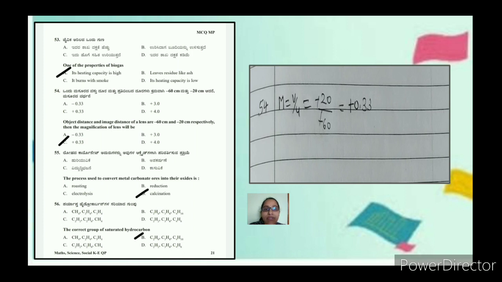The process used to convert metal carbonate ores into their oxides is known as calcination. The correct group of saturated hydrocarbons means it will have single bonds. So unsaturated hydrocarbons will have double or triple bonds. So here the answer is C2H6, C3H8 and C4H10. The answer is B.